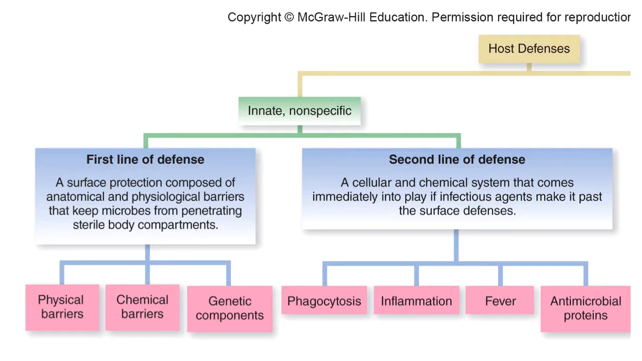We're going to be thinking of physical barriers like the skin. We're going to be looking at chemical barriers like the pH of the stomach, and we're going to look at how some of those vary based on genetic components.